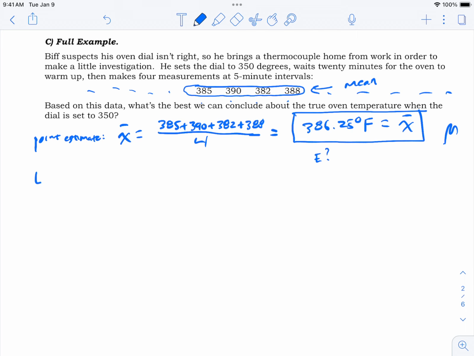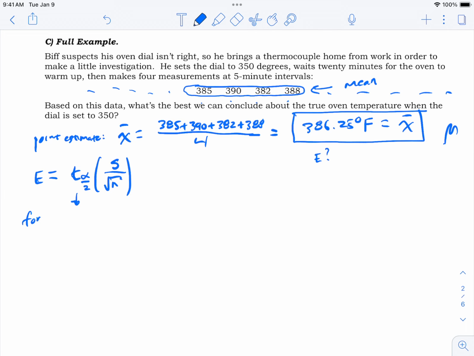Well, remember, there's a formula for the margin of error that goes like this. We're going to be looking up a critical t value in a little bit. And then this is the measured standard deviation, or I should say the standard deviation of our sample, over the square root of the sample size. Okay, what do you say we maybe look this up first?